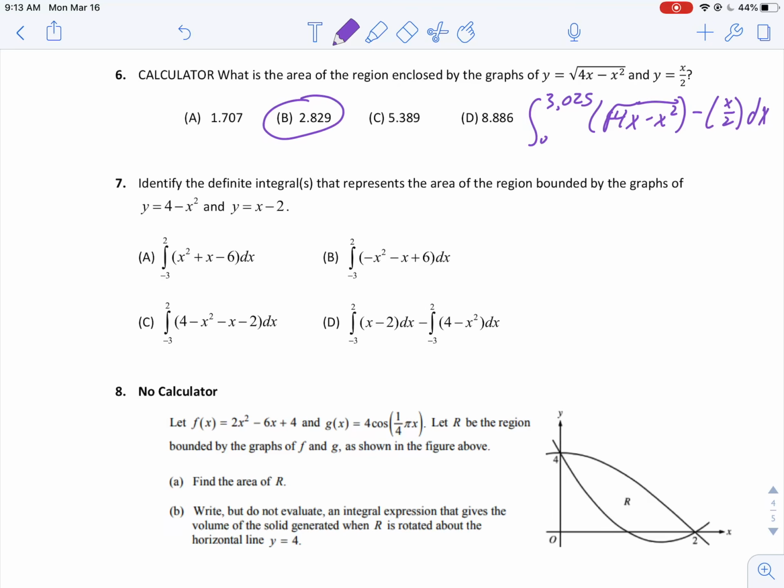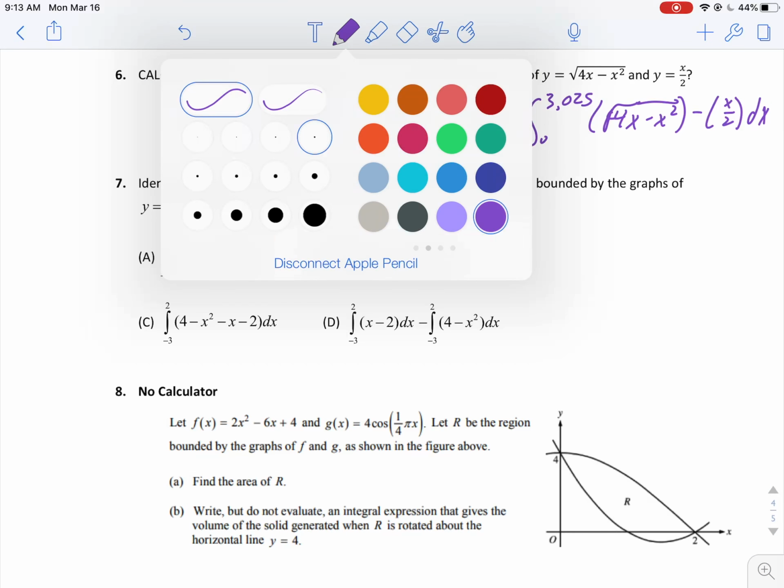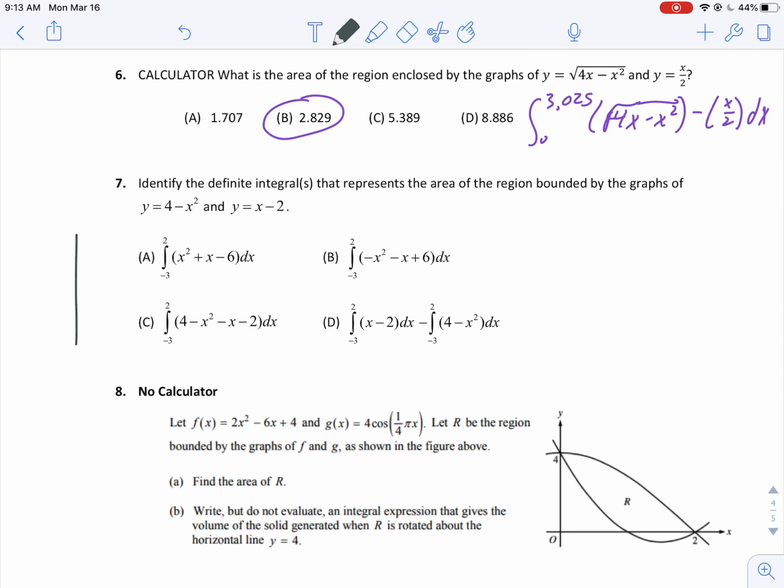Identify the definite integral that represents the area of the region bounded by these two graphs. Okay, let's see. I can do this without a graphing calculator. 4 minus x squared is that parabola. y equals x minus 2 is that. Okay, so I know the quadratic is on top, the linear is on the bottom.